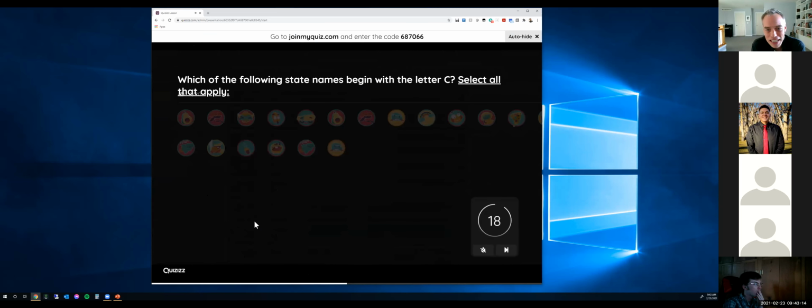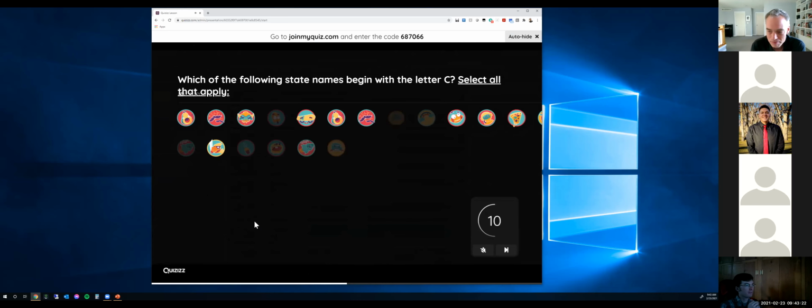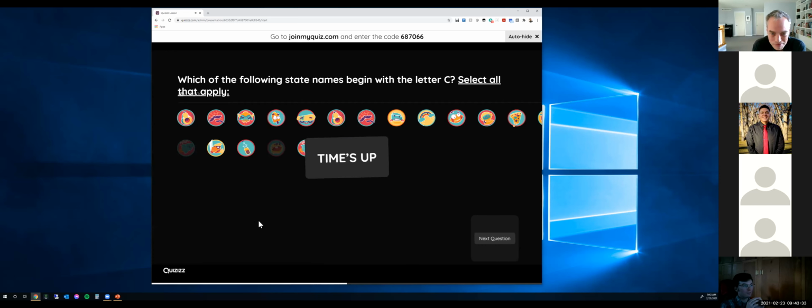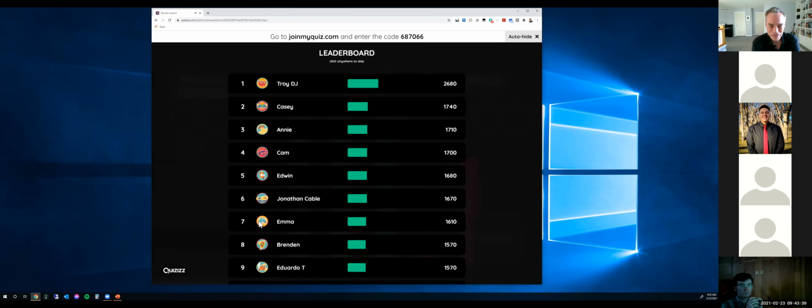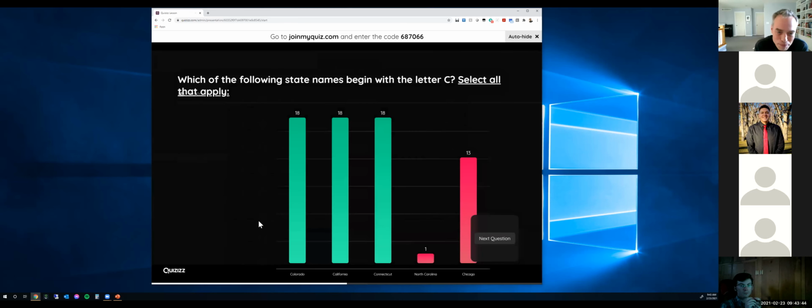Which of the following state names begins with the letter C? Select all that apply. Obviously that was an easy question, but it was to give you a sense of the select all that apply, the multiple answer type of question.